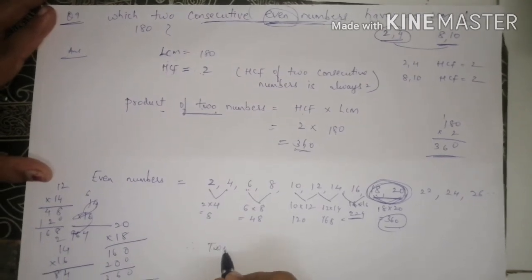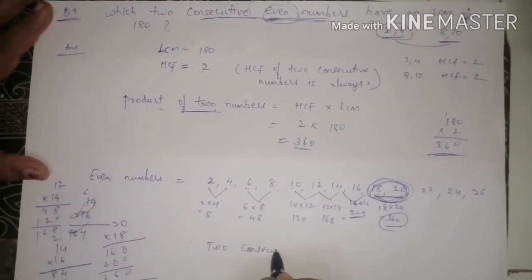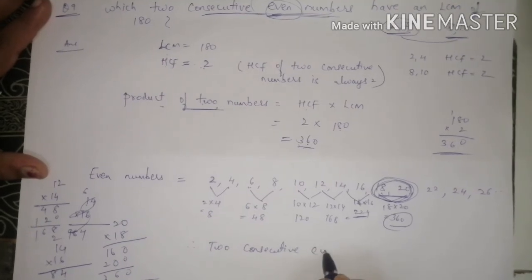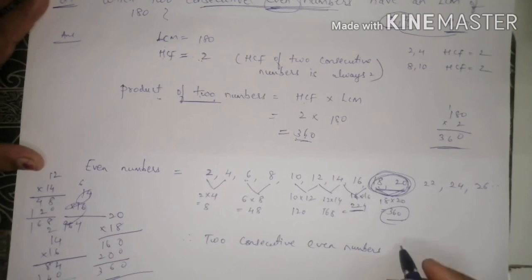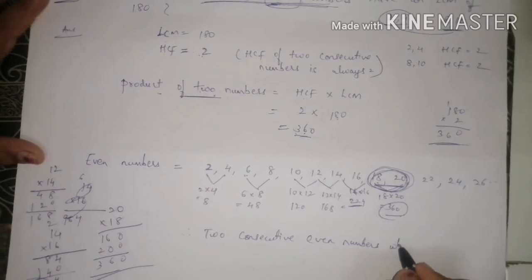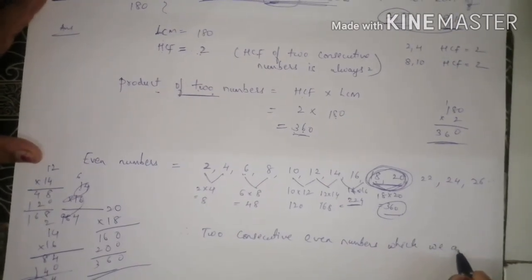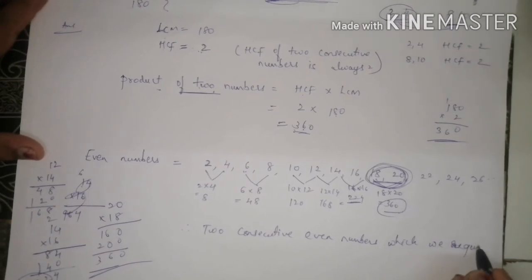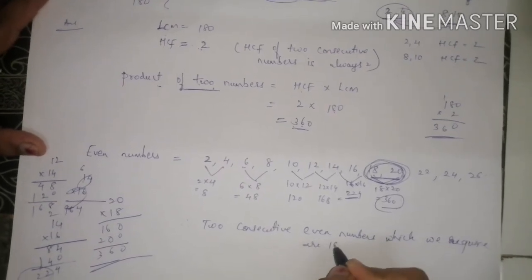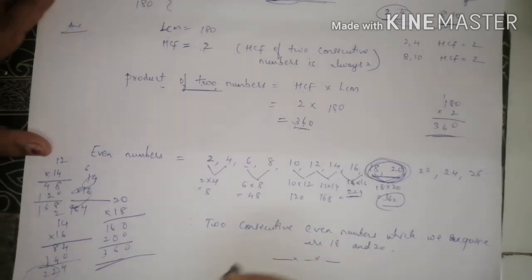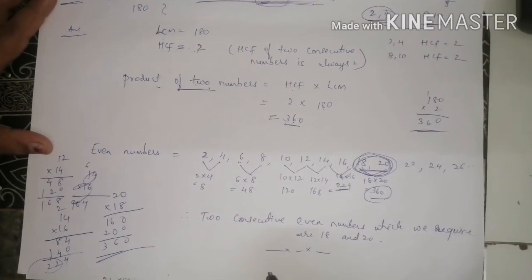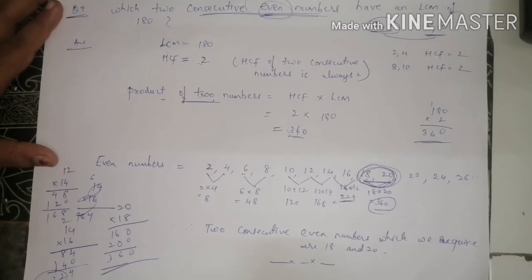Therefore the two consecutive even numbers which we require are 18 and 20. So we have ended our chapter till here. In the next part we will upload lesson number 15, practice set 15.